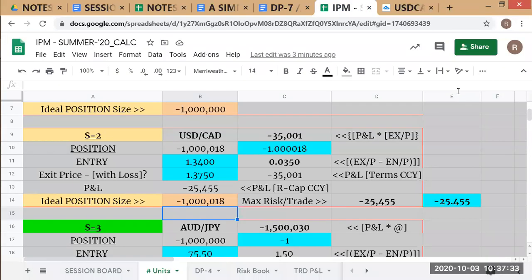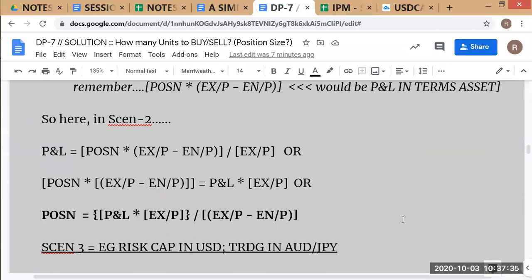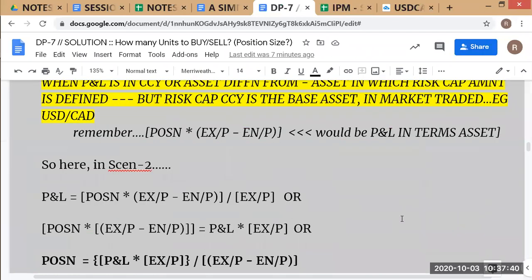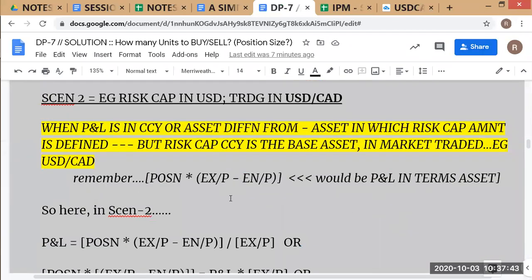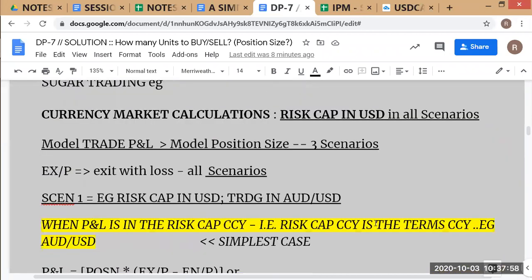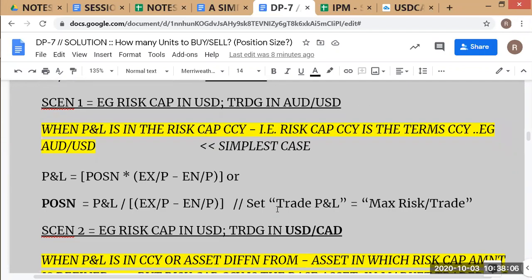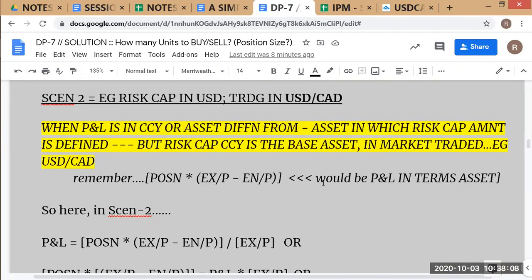Look at the structure of the formula. You can conceptually think of it as having two parts. The first part generates the PNL in the terms asset. In the second part, you use an adjustment, because this is not good enough for you: the rule says that trade capital PNL has to be converted to risk capital currency. So this part is in the terms asset.